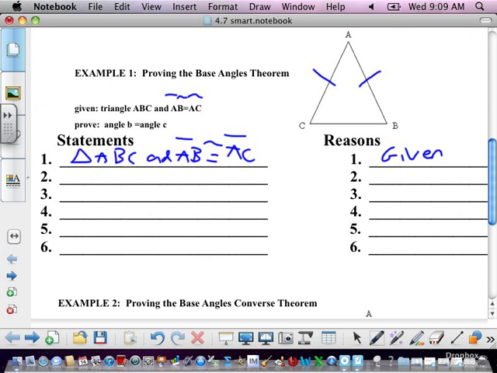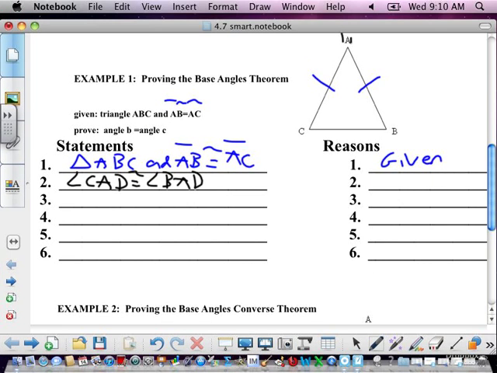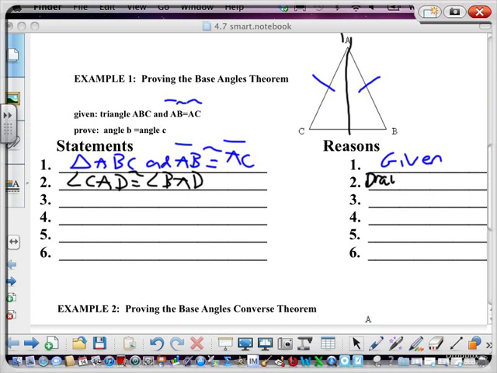Just make a line. We're going to draw, and I heard somebody say bisect. We're going to make it so angle CAD is congruent to angle BAD. I'm going to just draw a little off. I'm going to draw a line just like that. And we're calling this drawing a line that bisects.